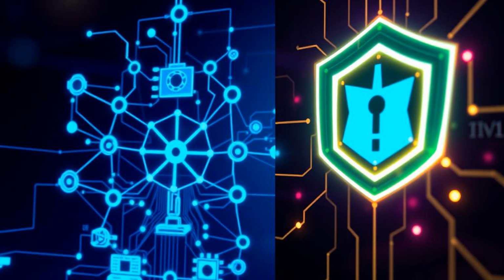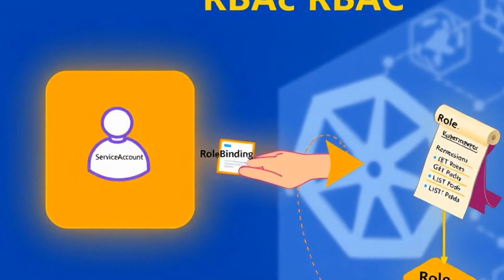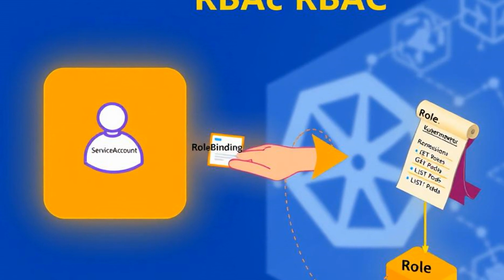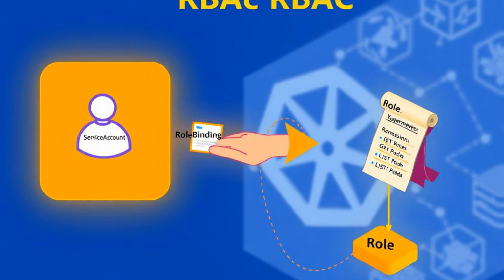Our first defense mechanism is role-based access control, or RBAC. Think of RBAC as the security guard and access badge system for your Kubernetes city. It dictates who, a user, a group, or even an application running in a pod, can perform what actions, like creating a deployment, listing pods, or deleting a service, on which resources, pods, deployments, services, within your cluster. The guiding principle here is least privilege, granting only the necessary permissions for a task to be completed, and nothing more.